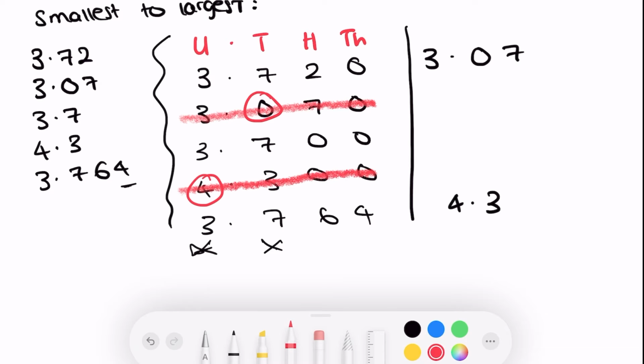Moving on to our hundredths now. We can see the largest number is 6 and the smallest number is 0. So that means the largest one is going to be the one before the largest. We've already found 4.3, so we know this is going to be 3.7. Okay, and I'm just going to cross that out. Oh, no, sorry, wrong one.